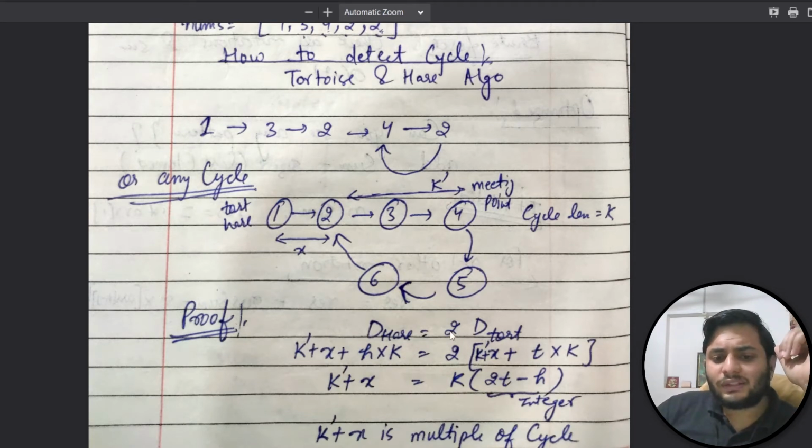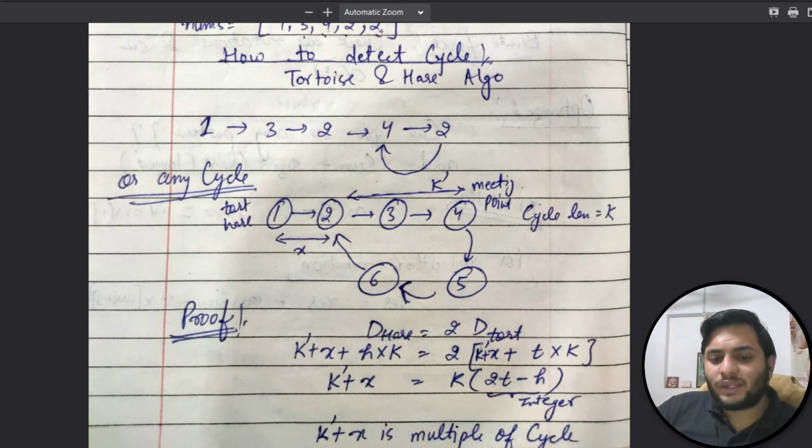The distance of the hare is equal to twice the distance of the tortoise. Makes sense? Its speed is twice, so it is going to cover twice the distance in the same amount of time, right? So the distance of the hare, and they are meeting at this point, is x plus k dash plus, and now we don't know how many cycles he will move in this loop, right? For the hare, I just take h as the number of cycles he will cover in this loop, and one cycle length is k, right?